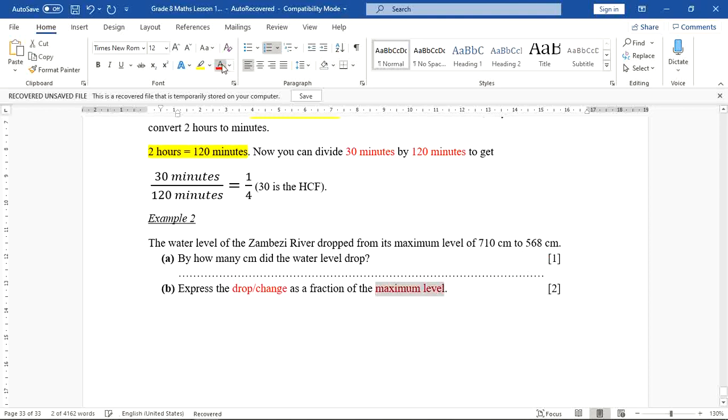Let me quickly guide you here. Whatever answer you get in part A will be the change or the drop. Then you are going to divide that by the maximum level. Which one is the maximum level? The maximum level is 710. So please write down your work and your answers, take a picture and share with me on WhatsApp.